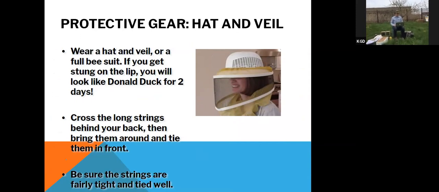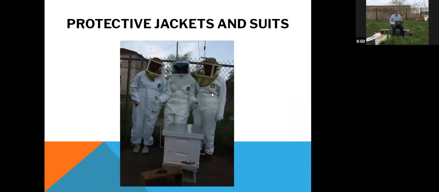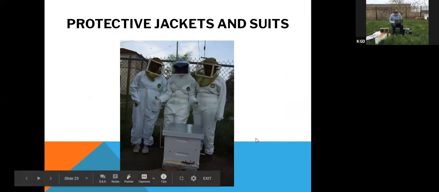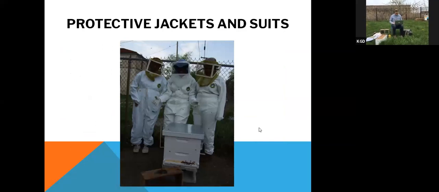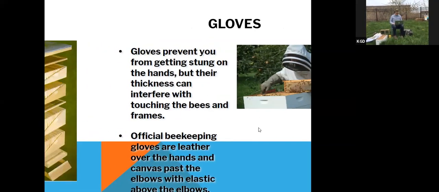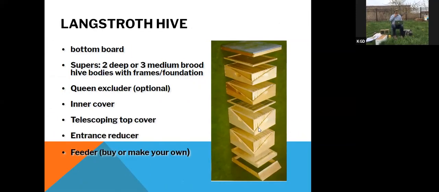So let's move on to protective gear. I'll just kind of summarize this. I mentioned this a little bit earlier, but essentially, this is a type of veil that can be worn independent of a jacket. The next slide is full suits with veils. Our friends Jackie and Rose are in there. And then I mentioned gloves. Moving on. All right, hive equipment.